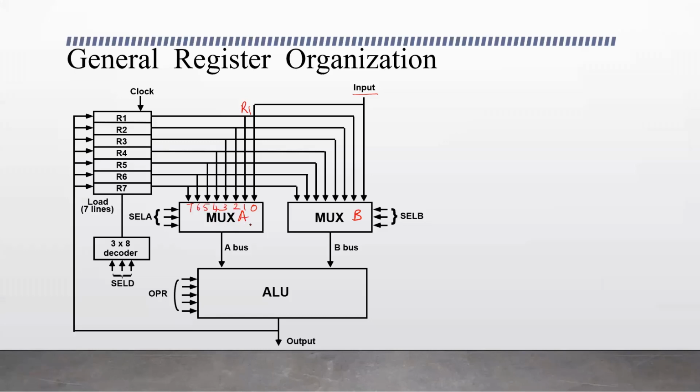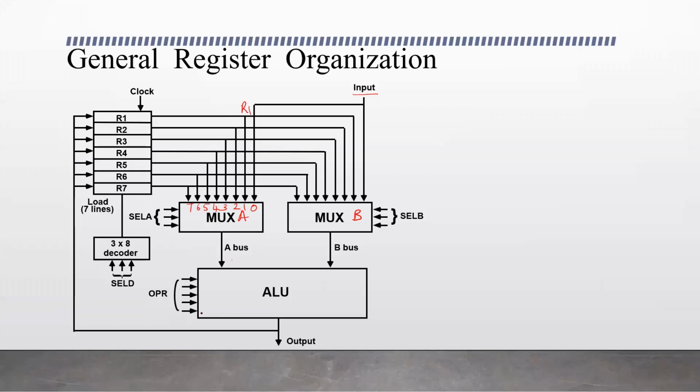So multiplexer A and multiplexer B need to select one of these registers or the input. Multiplexer A generates the common bus A and places the content of the register selected in the bus. And multiplexer B selects one of the registers, one of the inputs, and places the content in the bus B. And the contents of bus A and B will be given as the input to the ALU. The ALU performs the arithmetic and logical operations on the input data.